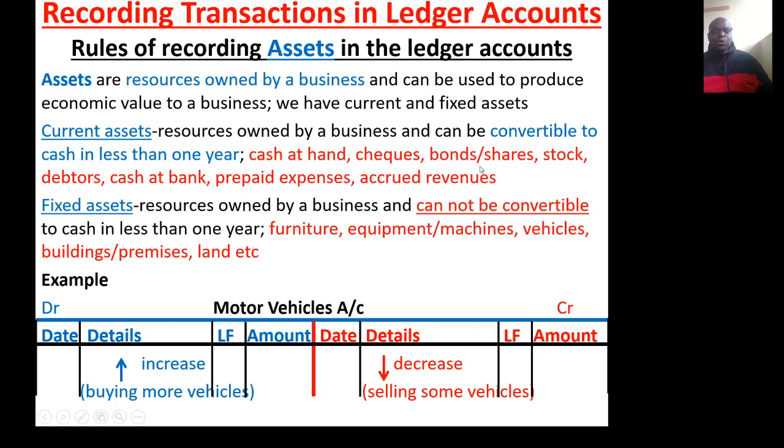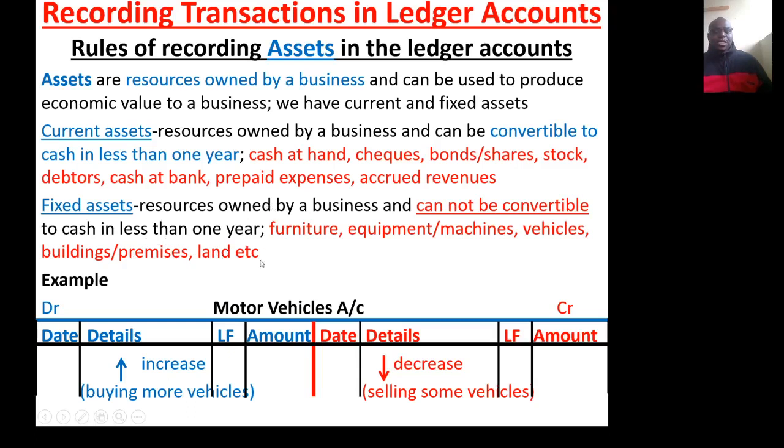We also have accrued revenues. We have earned some revenue, but we have not been given by those that should pay us. It is also an asset to the business. Then we have fixed assets. These are resources owned by a business and cannot be convertible into cash in less than 1 year. For example, furniture, equipment or machines or tools, vehicles, buildings or premises, land.